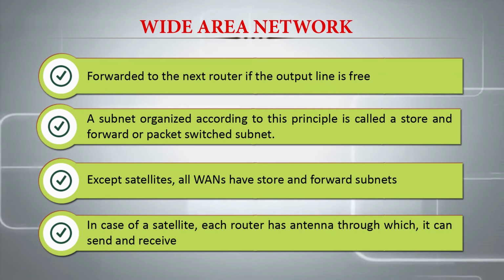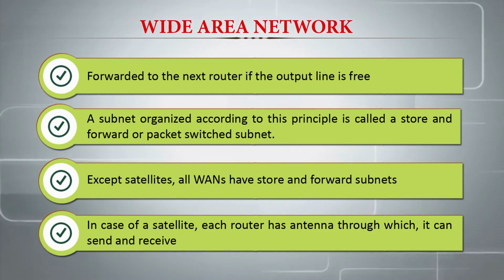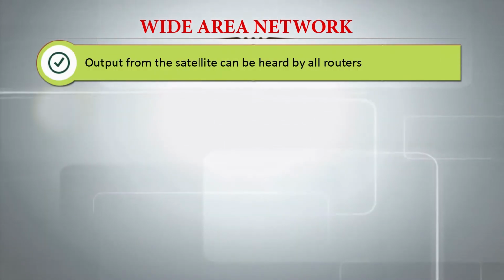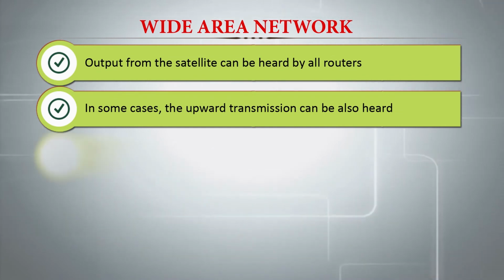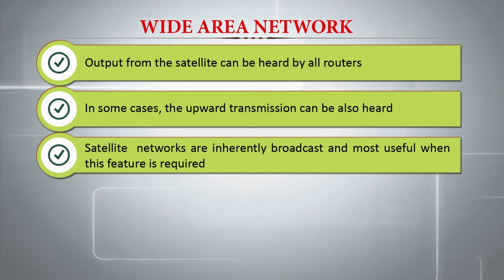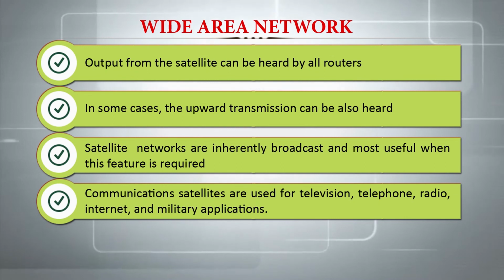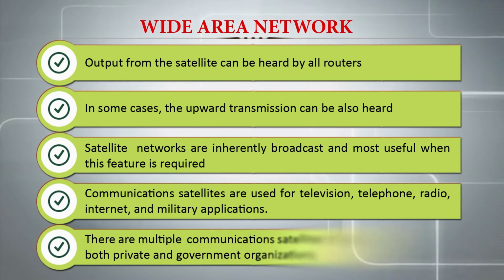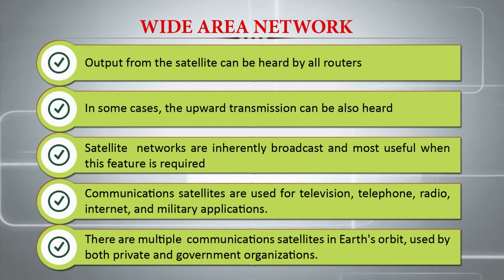In the case of a satellite, each router has an antenna through which it can send and receive. Output from the satellite can be heard by all the routers. In some cases, the upward transmission also can be heard. Satellite networks are inherently broadcast, and you use them when the broadcast feature is required. Communication satellites are used for television, telephoning, internet, and military applications. There are multiple communication satellites in Earth orbit used by both private and government organizations.